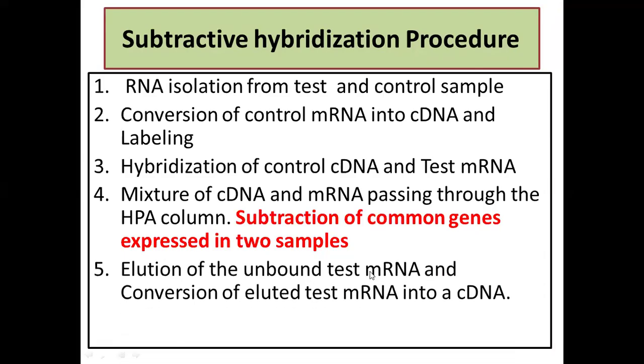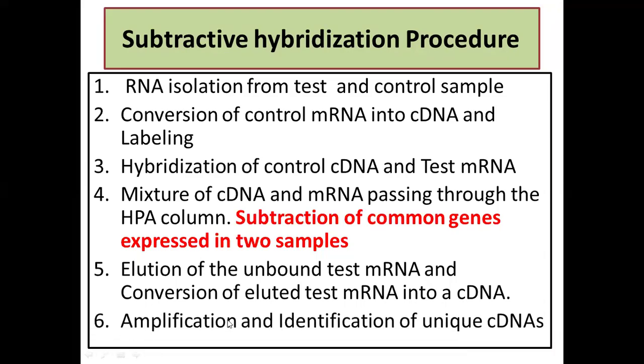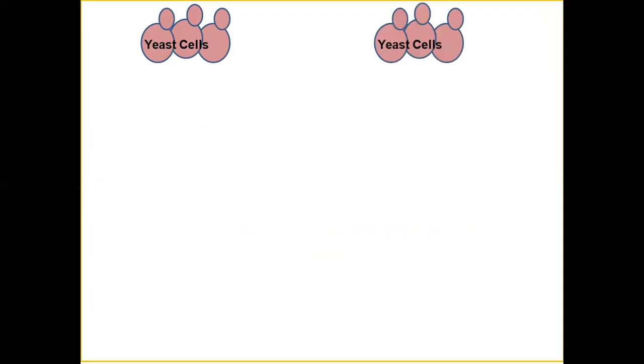Elution of the unbound test mRNA and conversion of the eluted test mRNA into cDNA. Amplification and identification of the unique cDNAs. These are the different steps involved in the subtractive hybridization procedure. You can see the same thing in the cartoon. I am taking yeast cells as examples here. Yeast cells normally grow at 28 degrees centigrade. And if you want to grow the yeast cells at 37, what will happen?